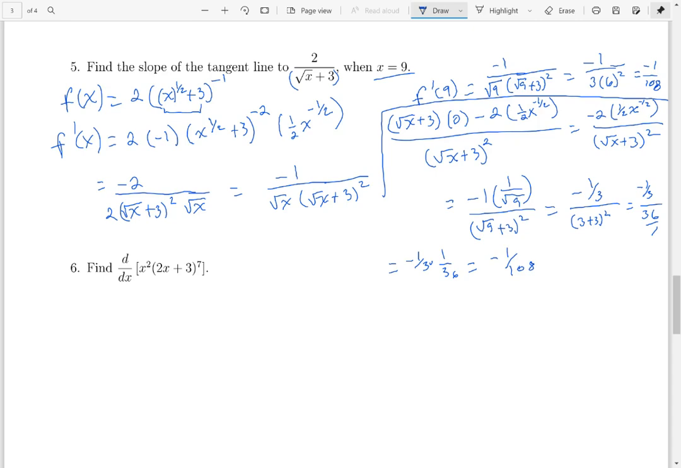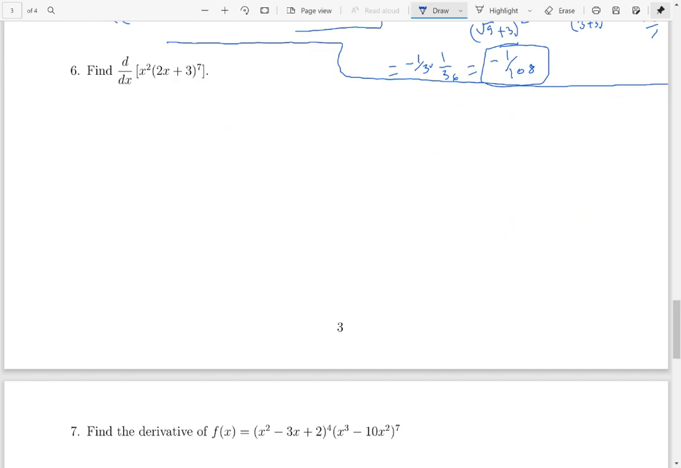And the truth is that now you can see that you have multiple choices on the way you approach these problems. Sometimes you may want to use chain rule. Sometimes you may want to use quotient rule. It's up to you. Now let's find the derivative of x squared times 2x plus 3 quantity to the 7th.